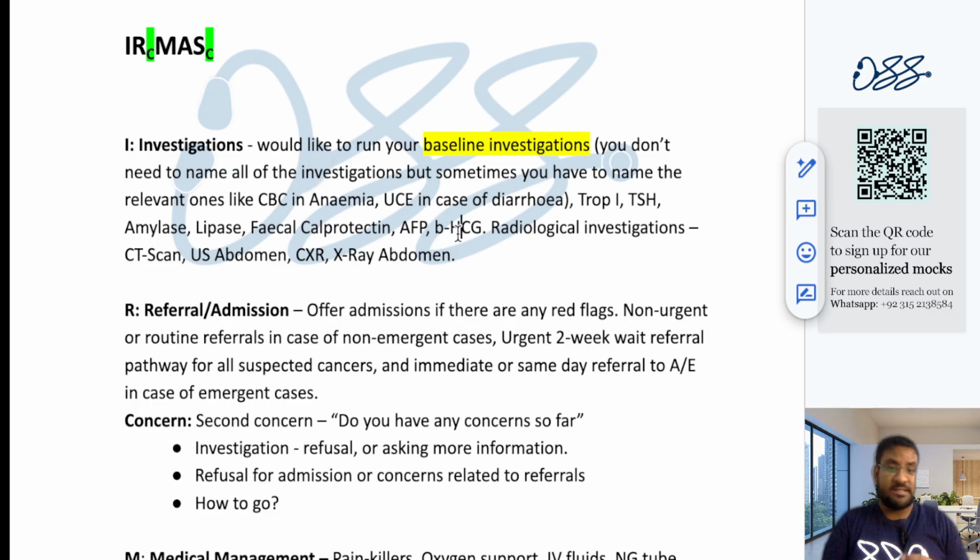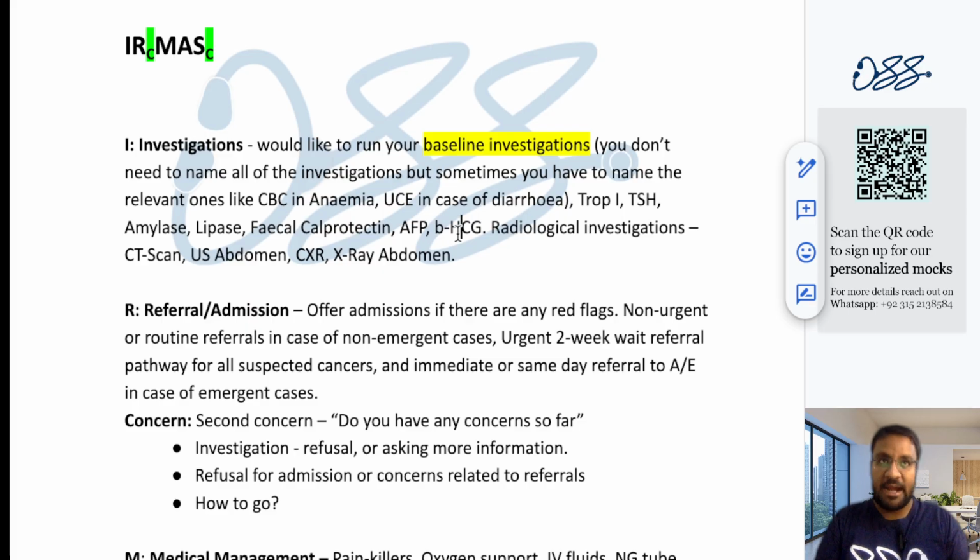Let's suppose the baseline investigations are not that important. Then you're just going to say, okay, I would like to run your baseline investigations, and that's it. But if the baseline investigations are relevant, for example in a patient with rectal bleed, you're going to rephrase your sentence and say, okay, Mr. Adam, I would like to run a few baseline investigations, specifically your clotting profile.